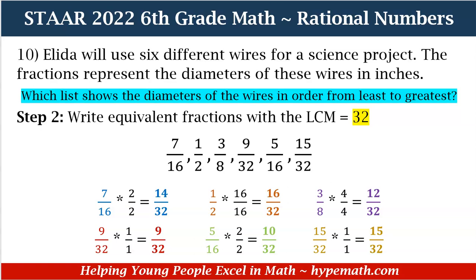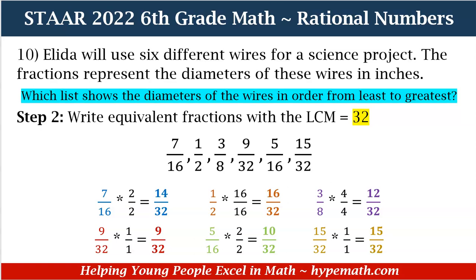Next, let's look at 3/8. Again, since our least common denominator is 32, I'm going to ask myself, what times 8 is equal to 32? And that is 4. So 3/8 times 4 over 4. Next step, we're going to multiply our numerators going across.